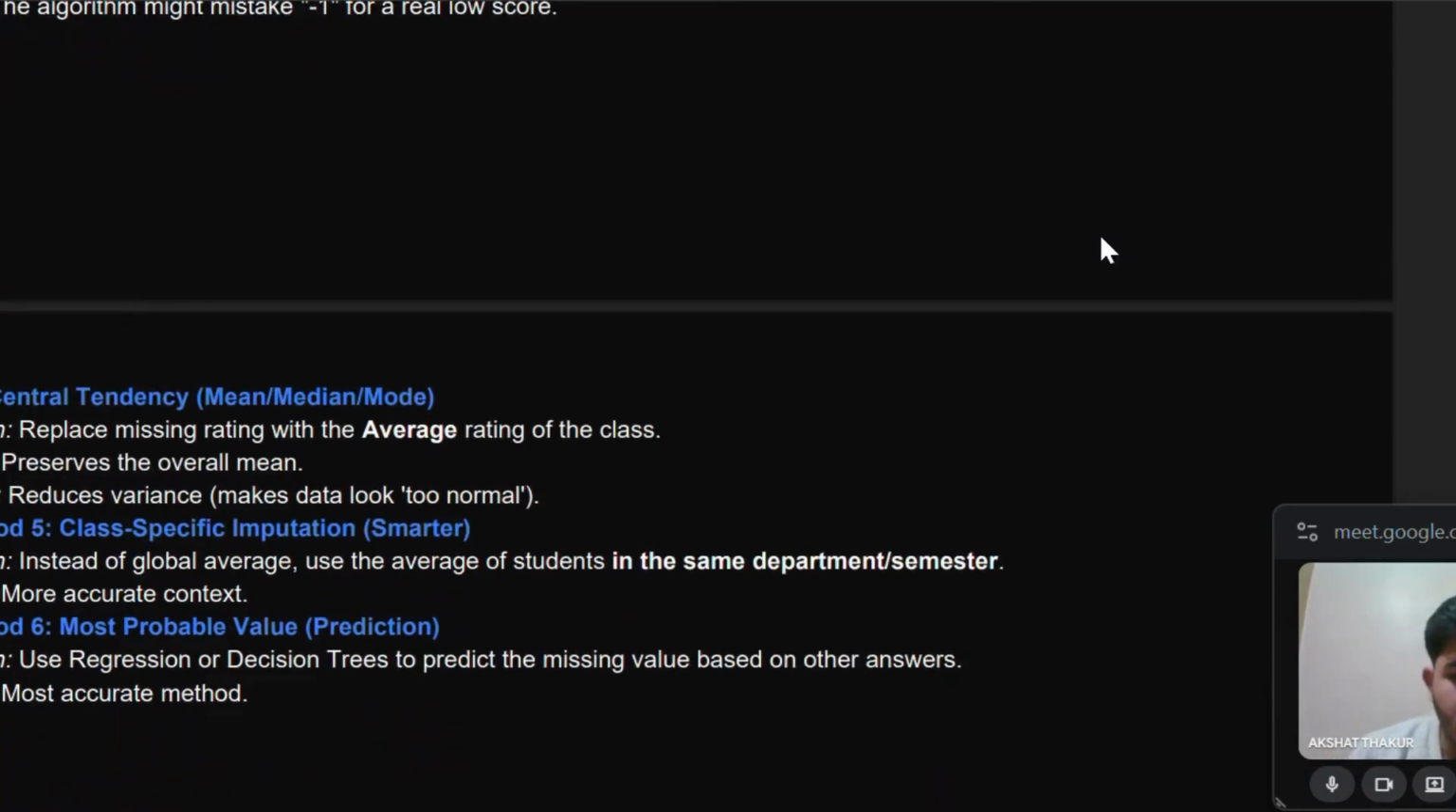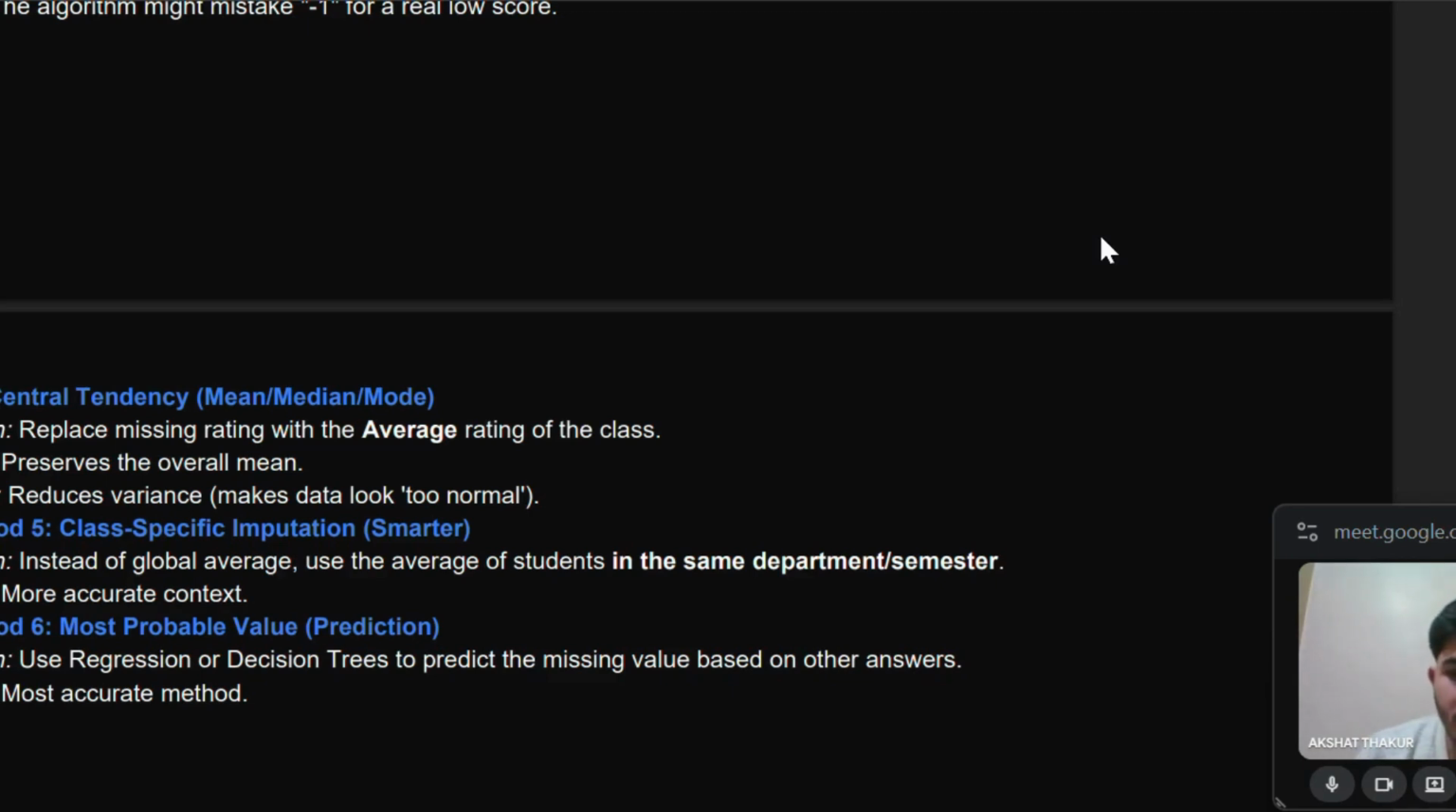Action: replace the missing rating with the average rating of the class. Pros: it will preserve the overall mean. Cons: it will reduce variance, so the distance from the mean will be reduced, which might result in faults.